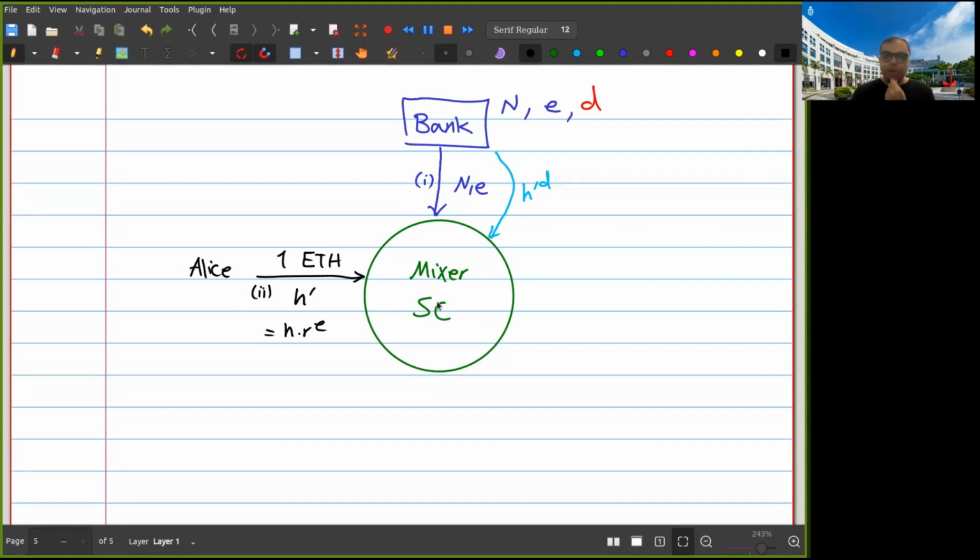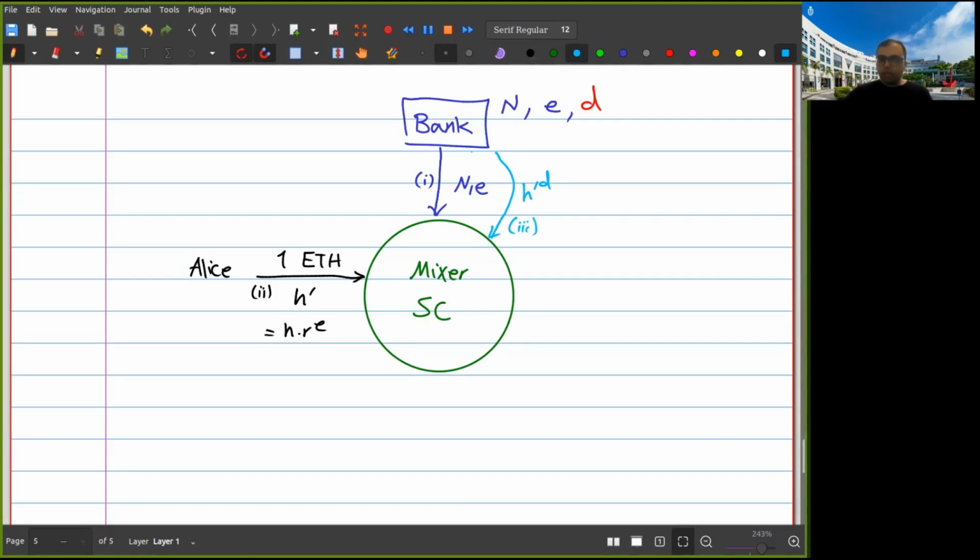And the really important point is that the bank cannot just give you fake signatures, because N and E are public. N and E are known to the contract. So when the bank gives H prime to the power of D to the contract, the contract can verify the signature. The contract can take this H prime to the power of D that was given by the bank and raise it to the power of E and check if it was the H prime given by Alice. So the contract can check the signature because, again, checking the signature only needs the public key. Okay, so this is the third step.